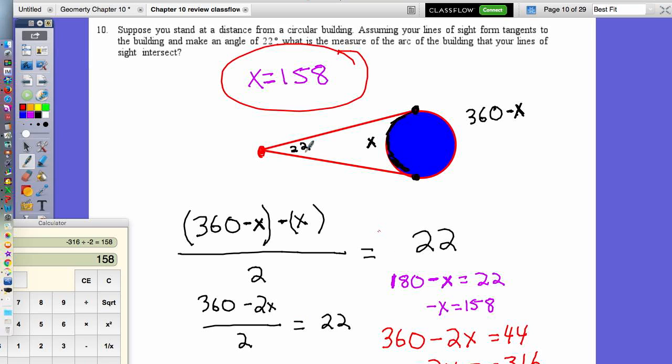The key to remember here is that since it's tangents, it's breaking the circle into two arcs that are going to add up to 360 degrees. The part you see, we're calling x. The part you don't see would be the leftover. So 360 minus x is the part you don't see.